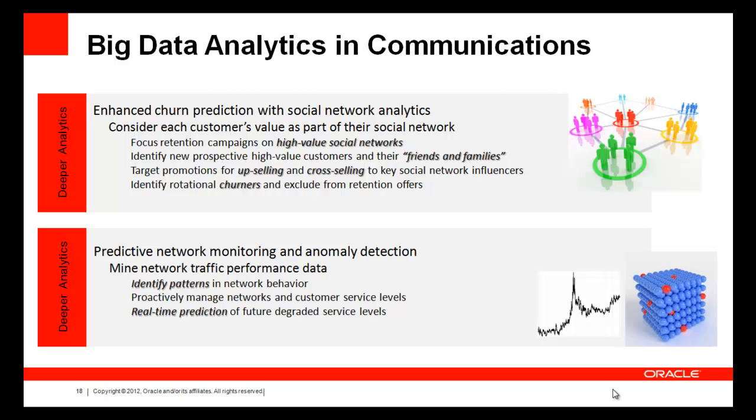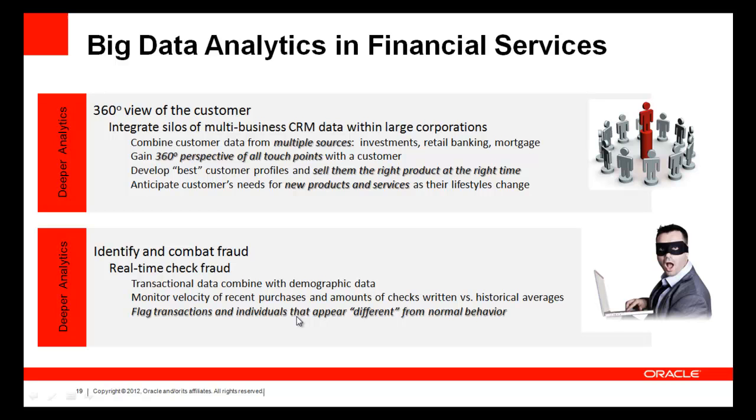And if you're in communications, what you might be trying to do is look at churn prediction combined with social network analysis, like who makes calls to whom, from whom, and look at friends and families, look at high-value social networks, and target promotions to these individuals for upselling and cross-selling. If you're in telecommunications, you might be looking at network traffic, trying to identify patterns for network behavior and do real-time predictions.